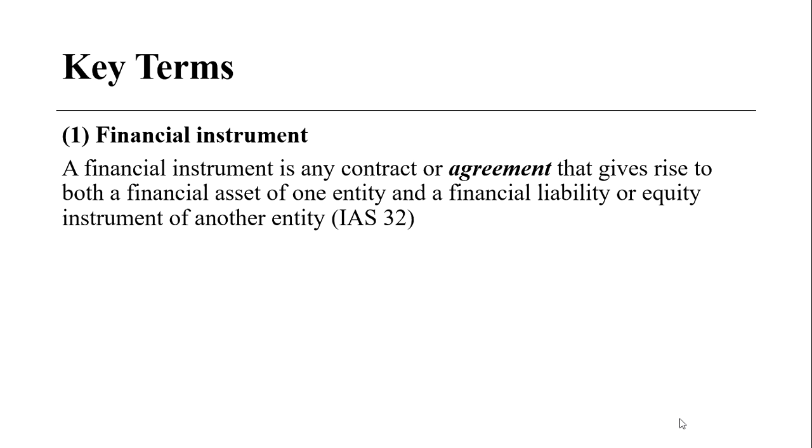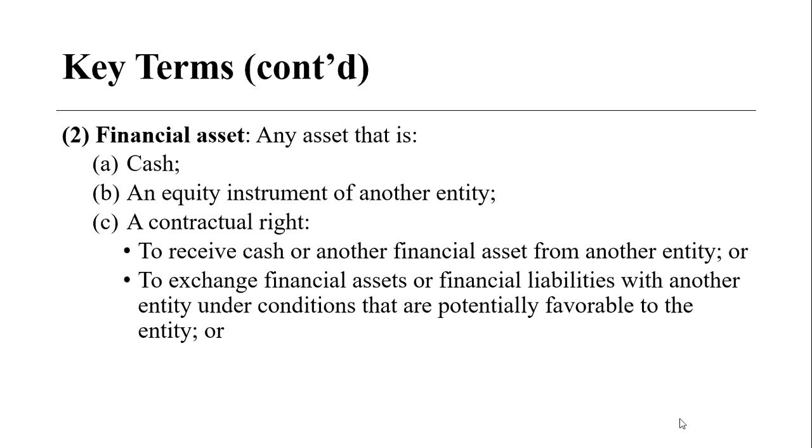This is a contract or agreement that gives rise to both a financial asset of one entity and a financial liability of another entity. Liability has been put side by side with equity because equity is a special type of liability which represents the interest of the beneficial owners of the company. All right, now let us progress.